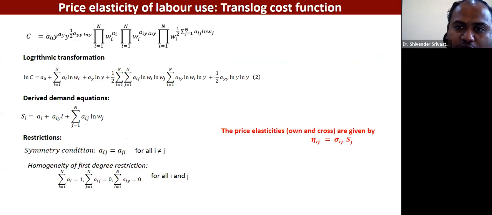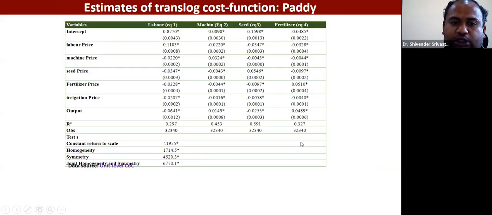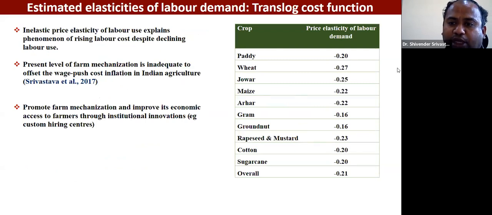I'm sorry, I may not be able to give a hands-on training on this cost function using which you can estimate the demand elasticity. But if you are interested, we can some other time discuss how we can actually estimate the demand elasticities of inputs, and labor is taken as one of the inputs. Using this translog cost function, we can estimate the demand elasticity, and this is the final demand elasticity, which shows that the price elasticity of labor is less than 1 in all the crops: paddy, wheat, jowar, maize, and so on.